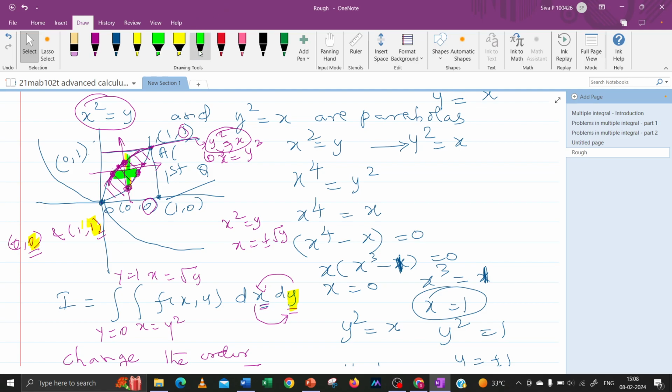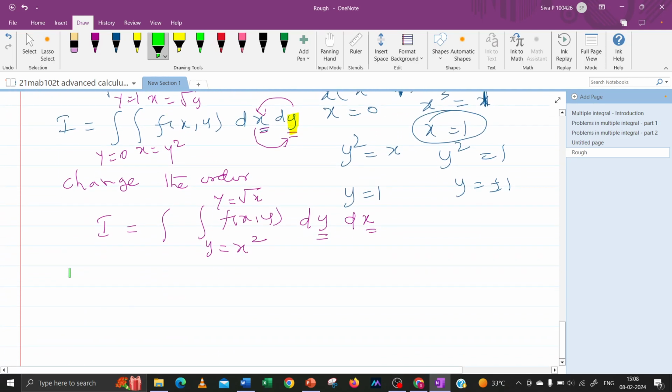Now we have to choose only the x values. What are the x values? 0 and 1 are the x values. Therefore the limits are 0 and 1. This is the procedure to write the limits of the integration. Is it clear?